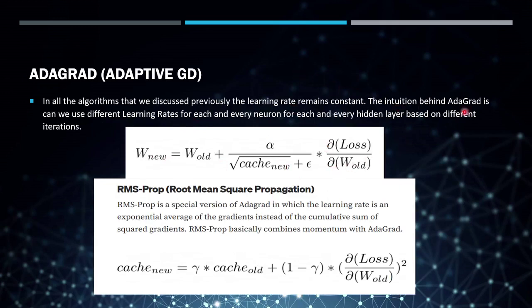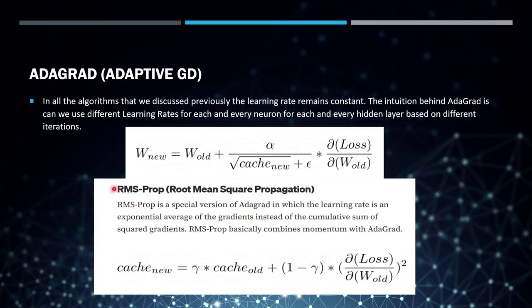The intuition behind AdaGrad is that we can use different learning rates for each and every neuron and for each and every hidden layer based on the different iterations. You need not worry about how the exact mathematical formula comes about. You can just use its implementation in the library. Just make sure that you understand the concept behind why exactly we are doing this.